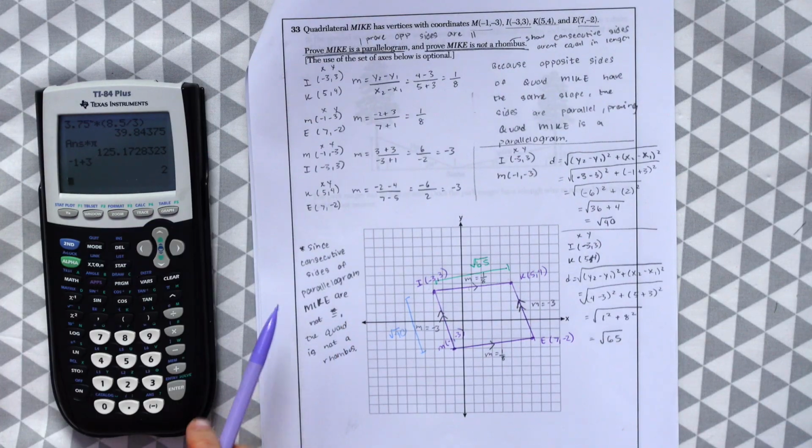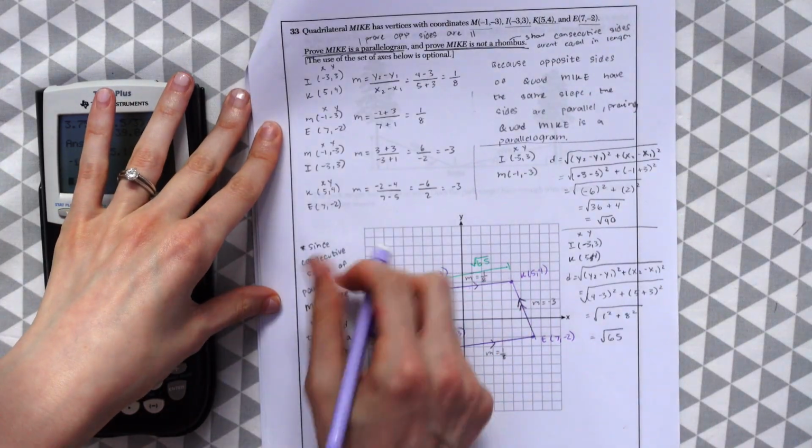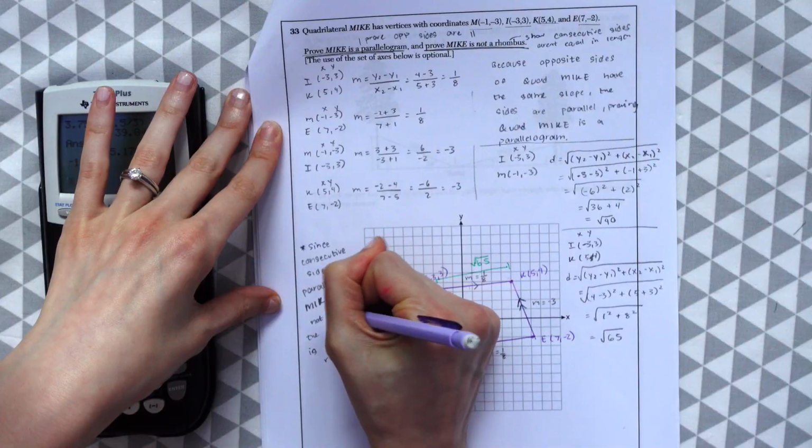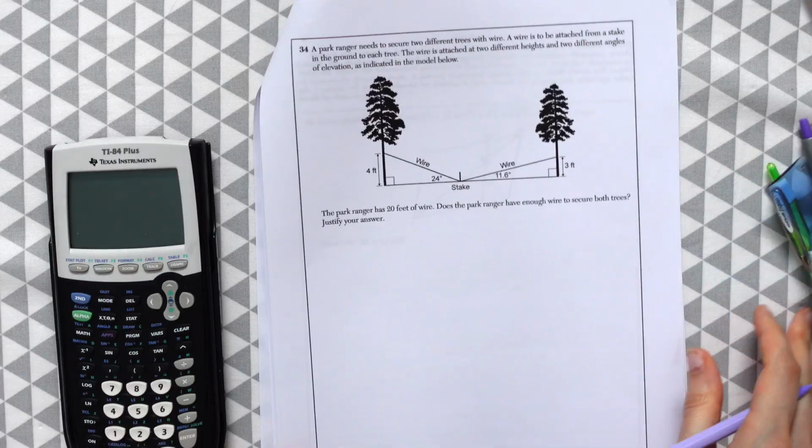I wrote, since consecutive sides of parallelogram MIKE are not congruent, the quadrilateral is not a rhombus. And that's our answer.